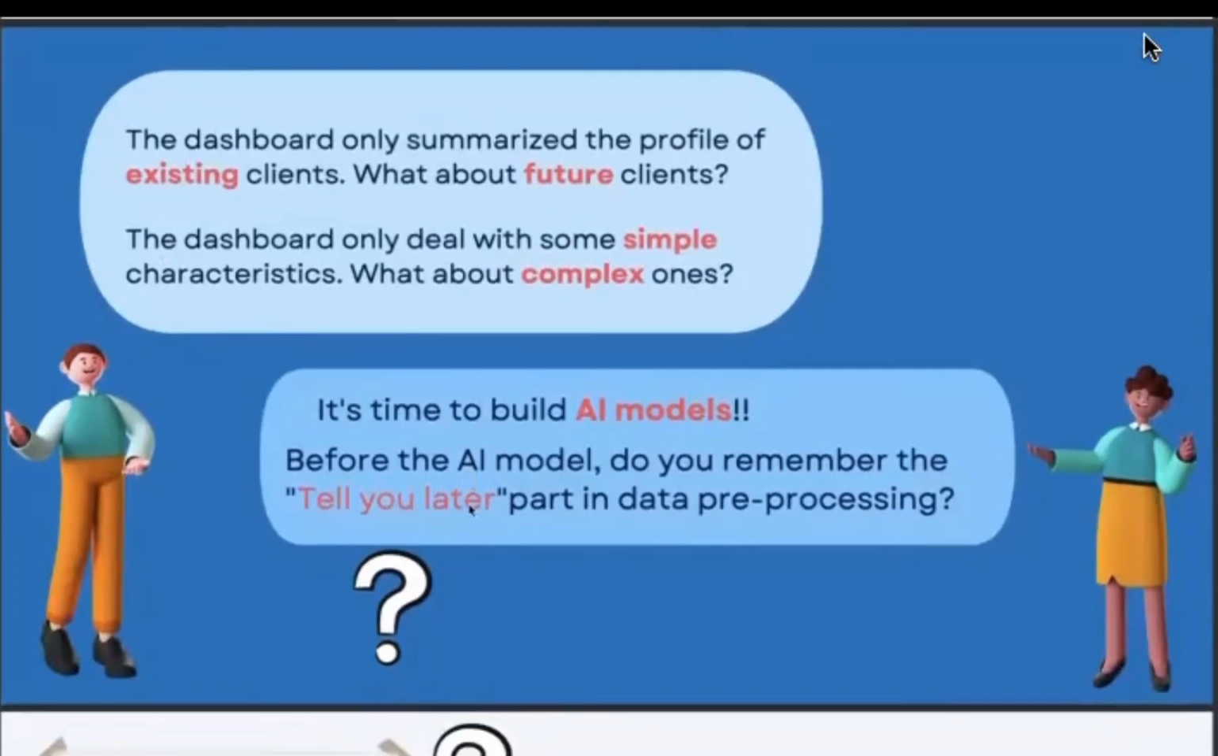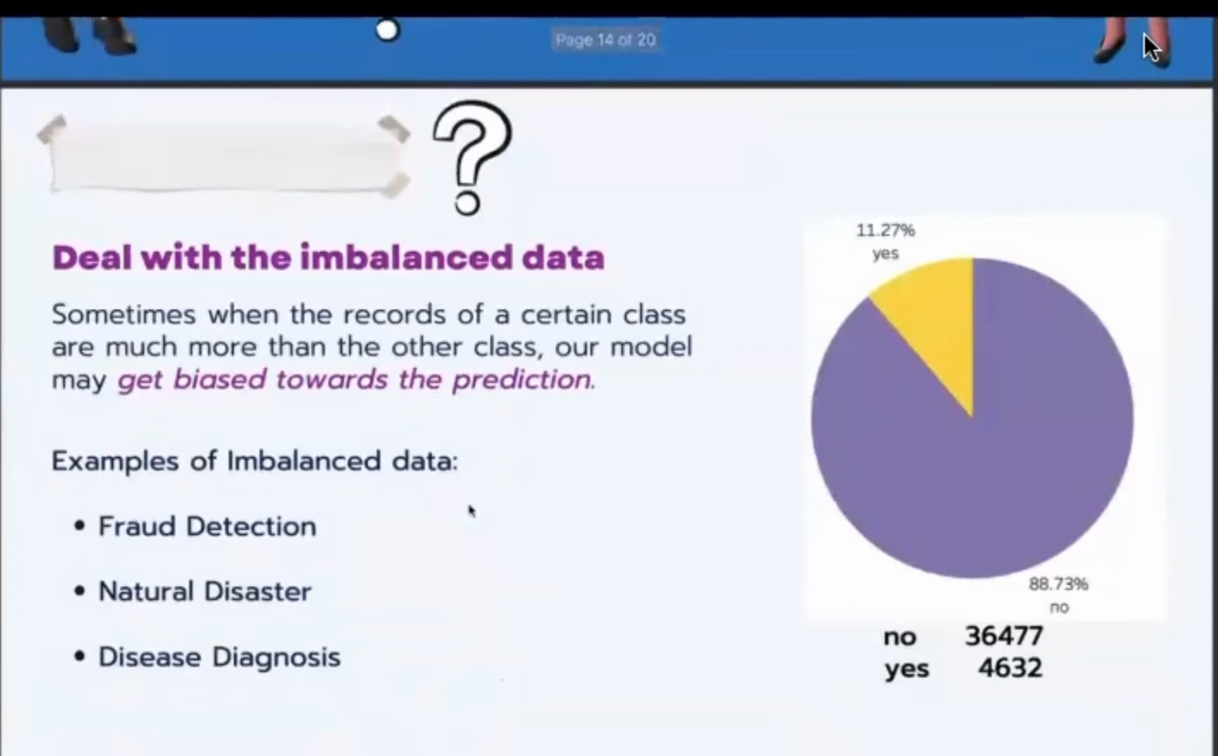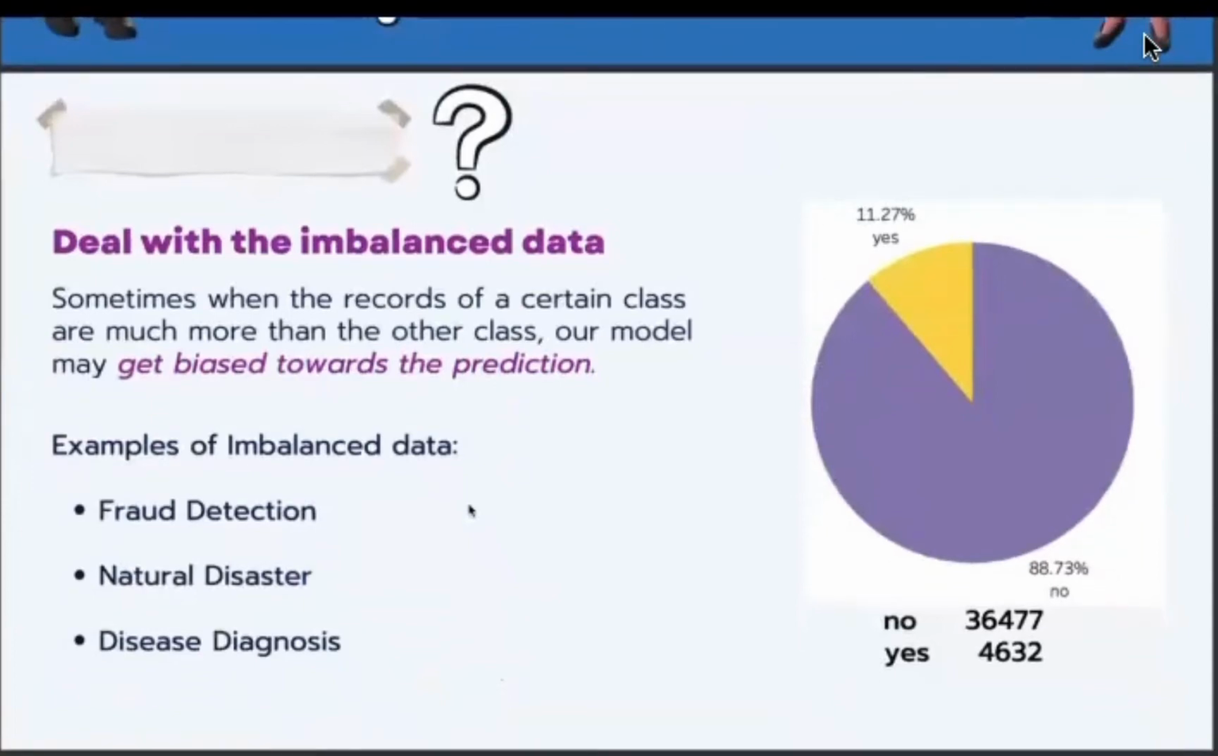Before building the model, do you still remember the last part in the data pre-processing? Now let me show you. The last data pre-processing problem is that we need to deal with imbalanced data. As you can see, the yes clients only account for 11% of the data set, and the majority of clients will not deposit. So if we train a model with the original data set, it may get biased, and that may cause the result to be unreliable.